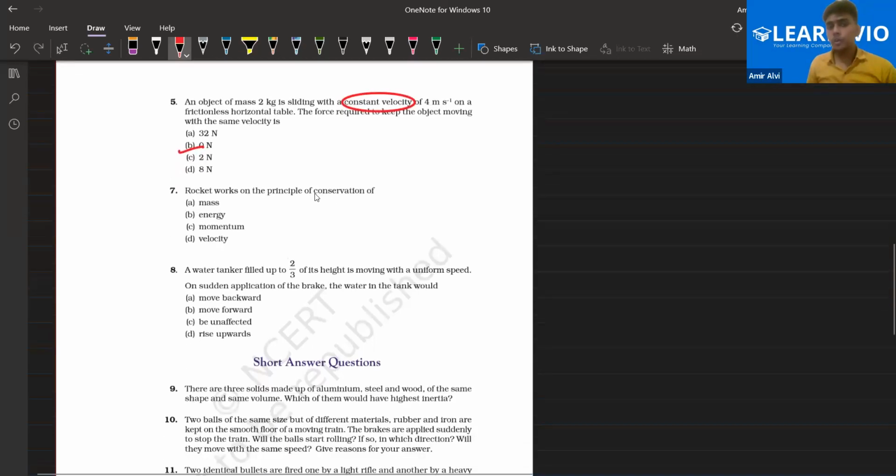Rocket works on the principle of conservation of mass, energy, momentum, and velocity. I got the first answer by Arhan.